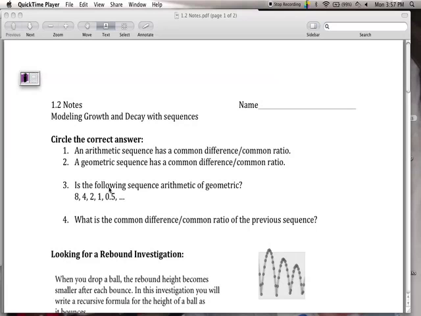Does that have a common difference or ratio? So you can circle your answer. The second one, a geometric sequence has a common difference or ratio. Again, circle your answer. Number 3, can you figure out, is the following sequence arithmetic or geometric?